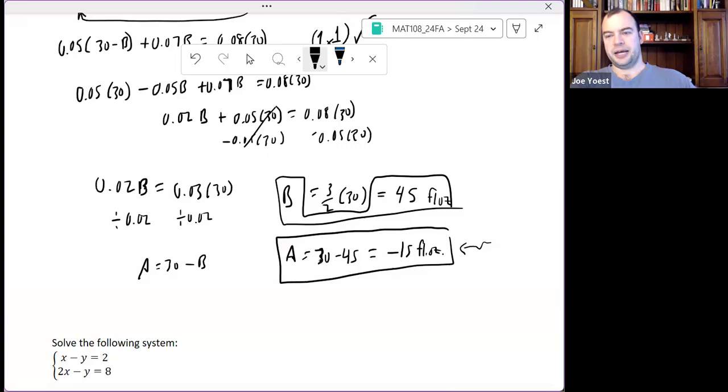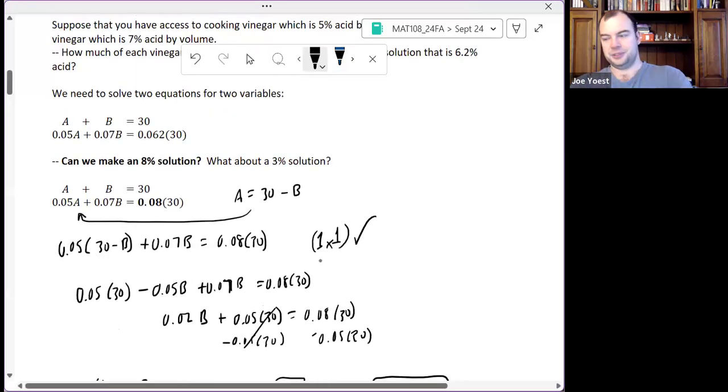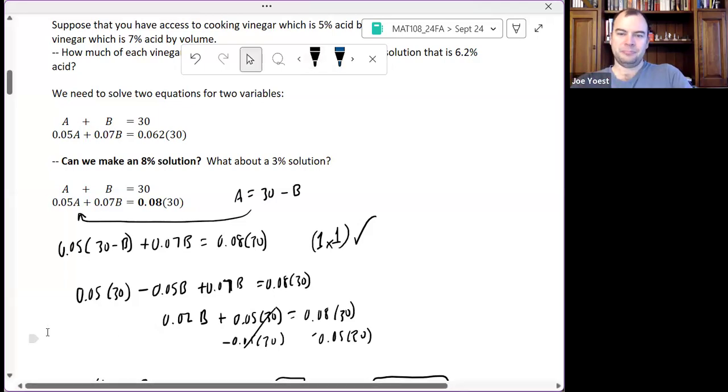So my application requires A bigger than or equal to 0 and B bigger than or equal to 0. So this is not a real solution to my application, even though it is a mathematical solution to this 2x2 system. Any questions on this?